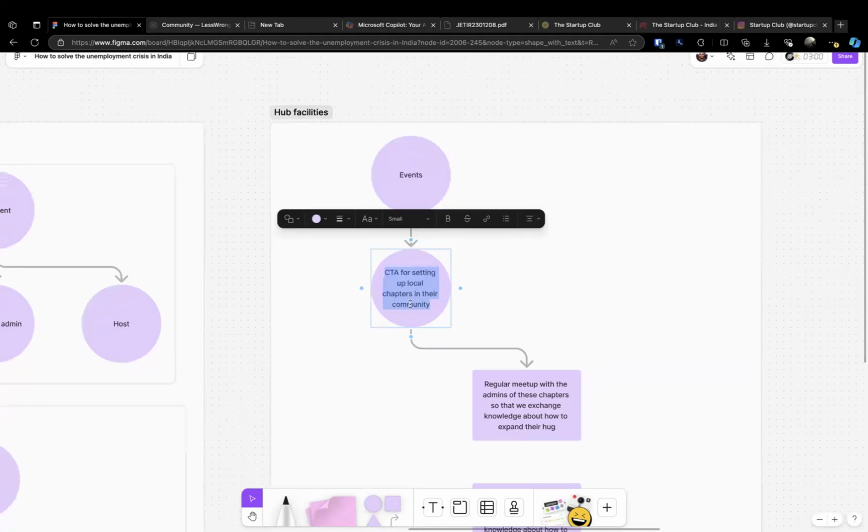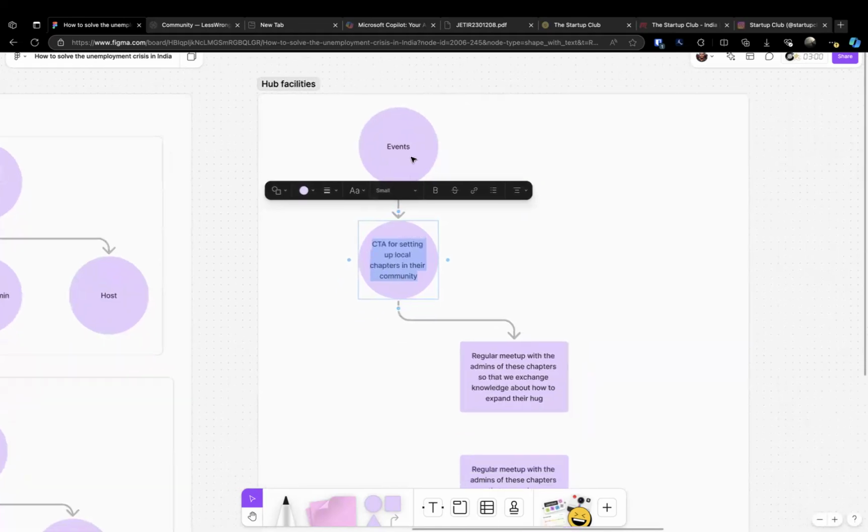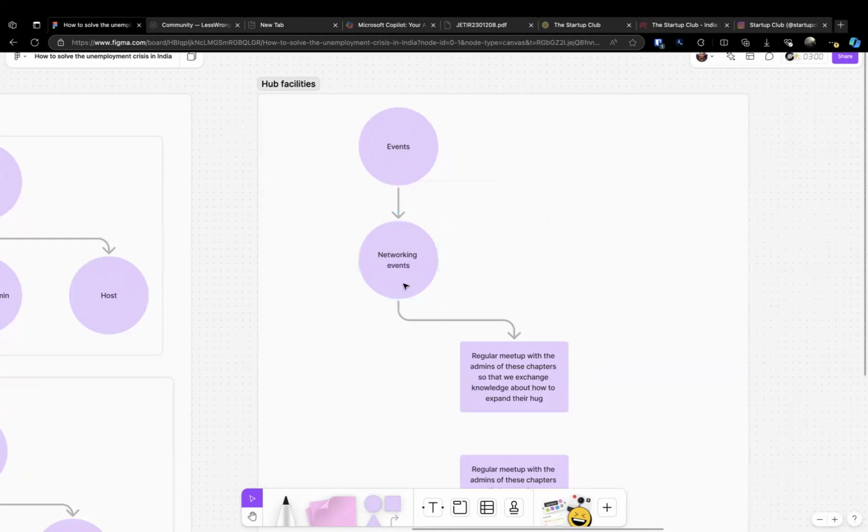So these kinds of arrangements can be made. We can have various kinds of events, networking events. We can also have panel discussions and workshops.